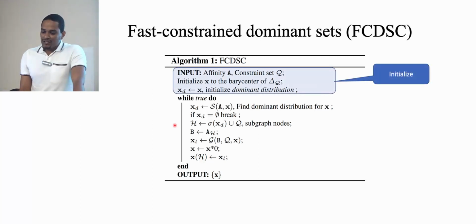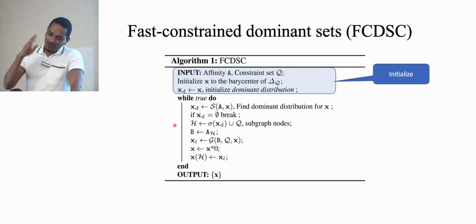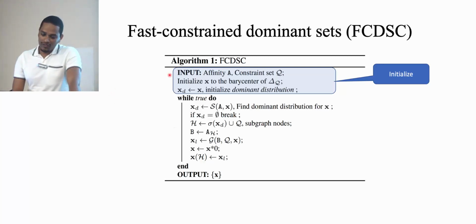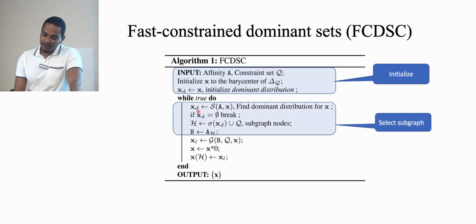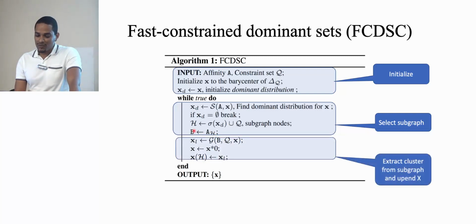At first, of course, we initialize X from the barycenter. That means we give equal probability to all the nodes in X. And then we select the subgraph by using this formula. The function S gives us, given a matrix and X, all the dominant distributions, and then we generate this submatrix B from A using those dominant distributions. Once we have this submatrix B, we run our dynamics on B to give us a cluster from that smaller graph.